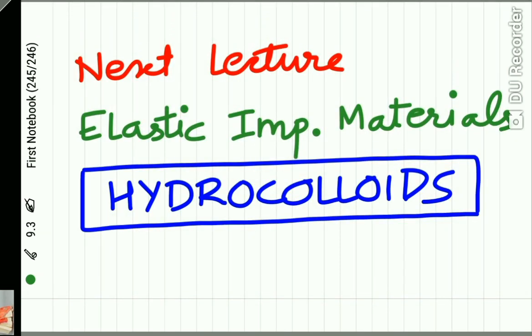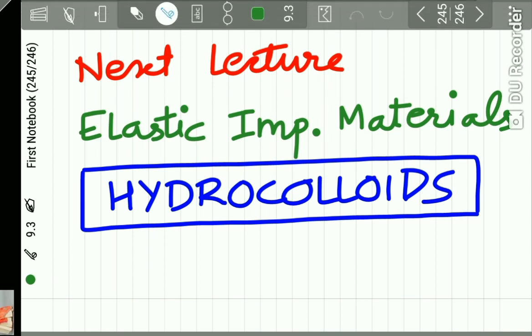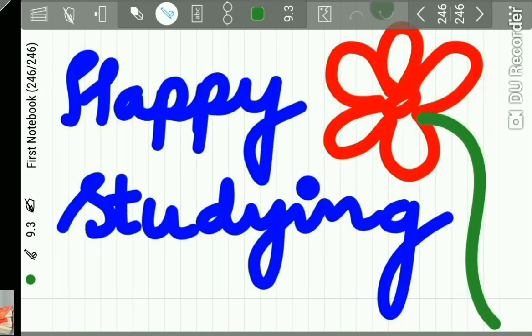So here we complete with the ZOE paste. The next lecture will be coming soon, on elastic impression materials, the hydrocolloids, in which we will first be discussing agar gel and then alginate. That's all for now.